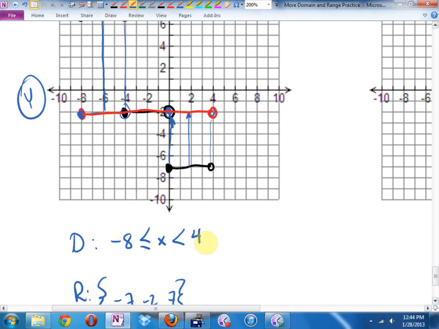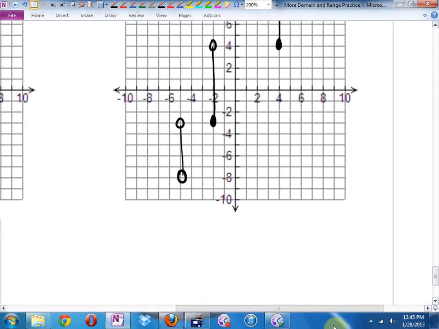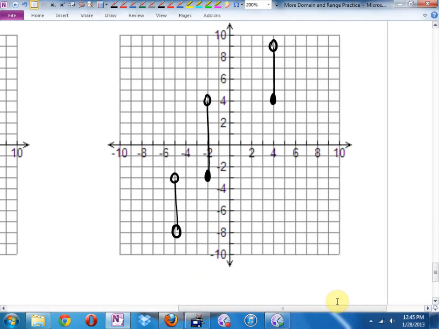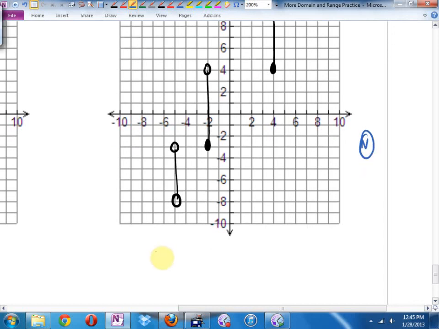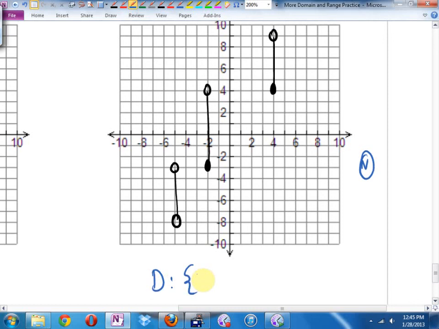One more? One for the road? Last one. Function or not? No. Domain. I think only 3 x values show up. I think -5, comma, -2, comma, and 4. Yeah.